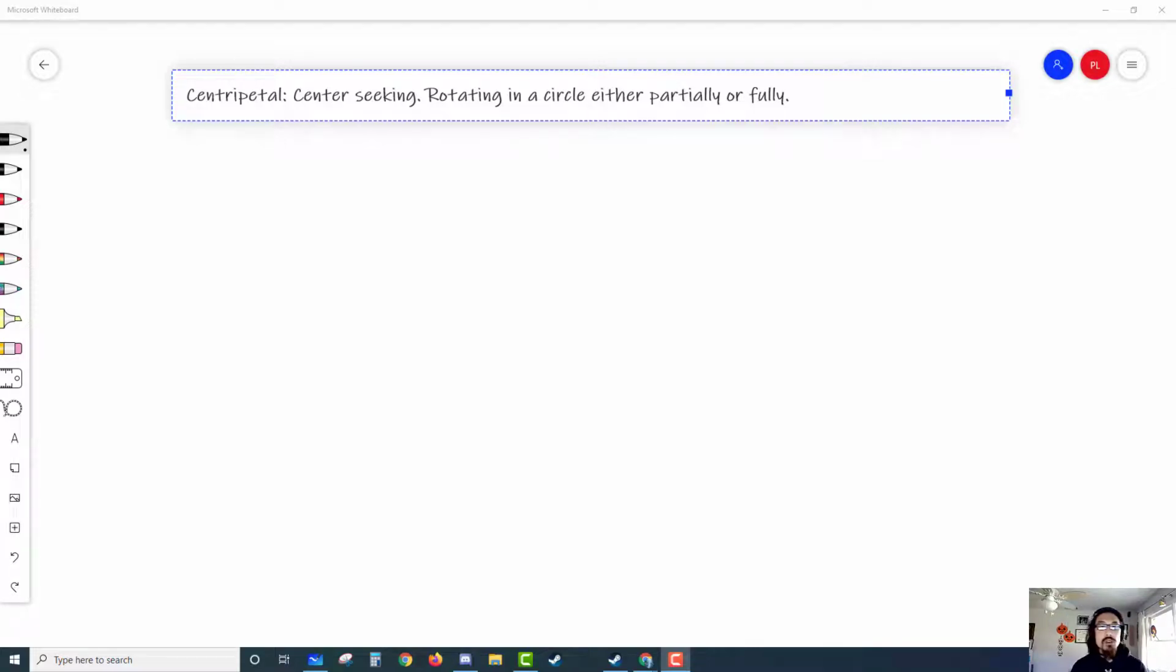In this video, we're going to go over centripetal forces. Now, centripetal means center seeking, and the object or system is going to be rotating in a circle either partially or fully. And this is what I mean by that.